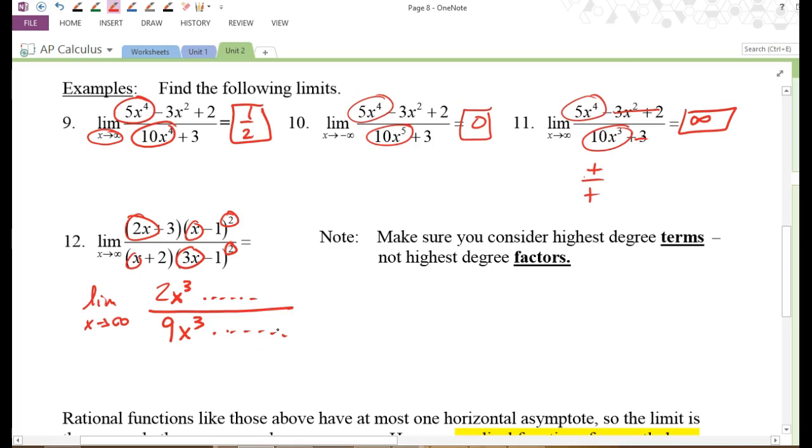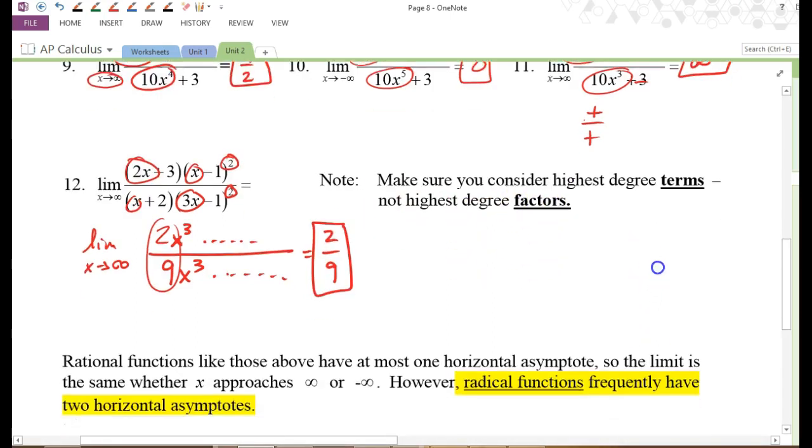Okay, so where's my horizontal asymptote? We've got the same degree, so therefore we're looking at an asymptote at 2 ninths. Okay, so we made note of that. We nailed that.